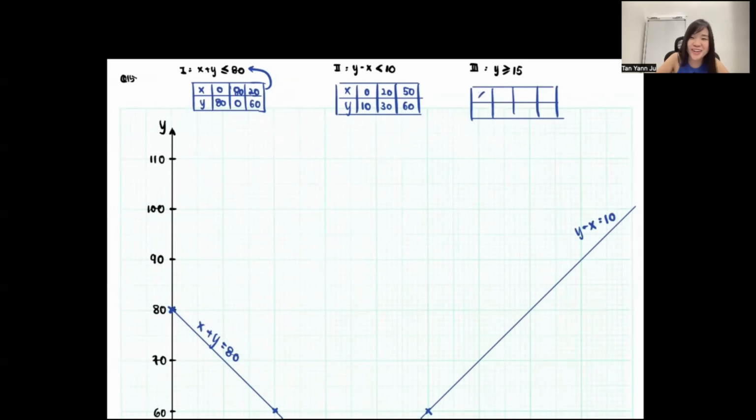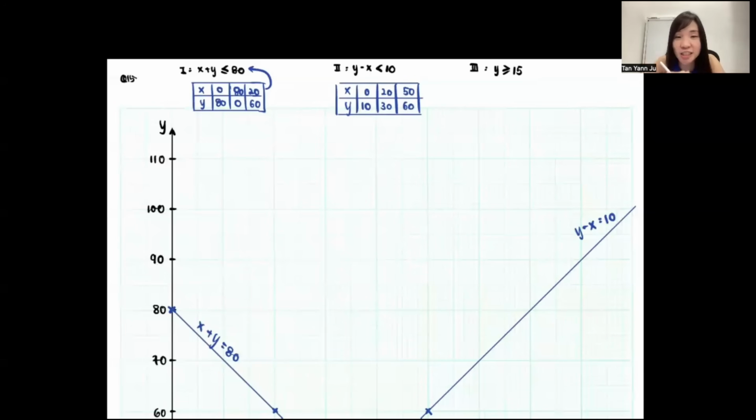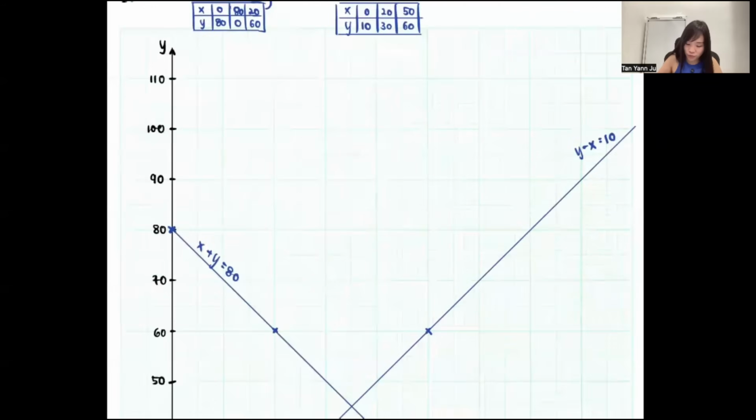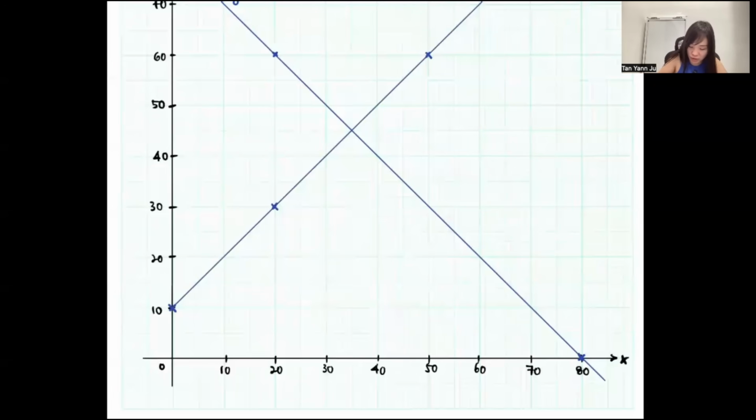This one, why do I need to draw a table? No need to draw a table because this equation doesn't have x, only y. So guys, whenever it is y equals mx plus c, it is a straight line. If they only have y, horizontal. Whenever they only have x, vertical. So this is y equals 15. You just look for 15, which is between 10 and 20, I think that is 15.